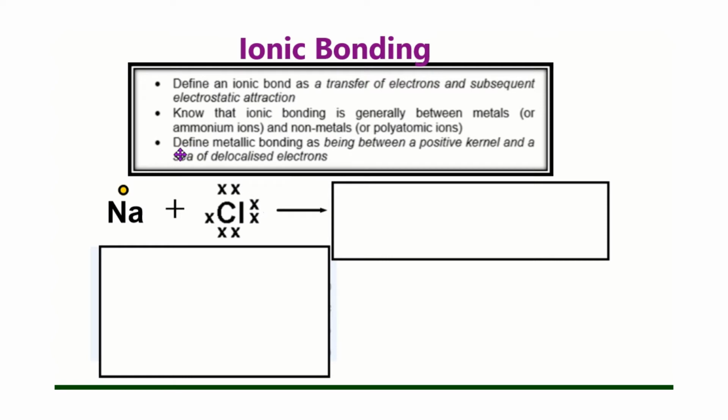The next slideshow will be metallic bonding, and you need to define a metallic bond as being between a positive kernel and a sea of delocalized electrons. But for now, we're going to focus on ionic bonding.